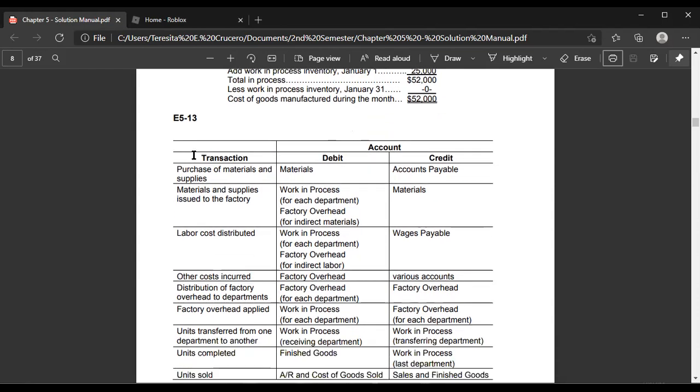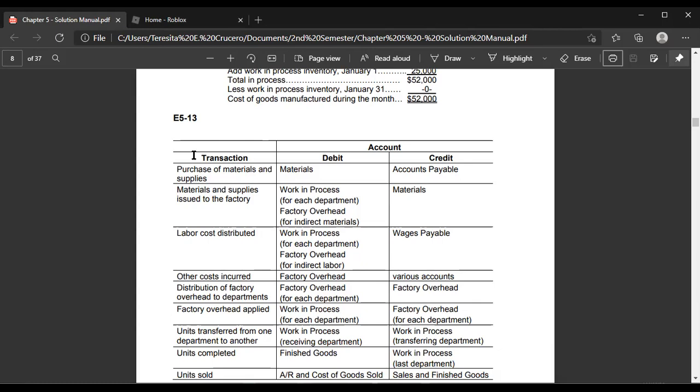Then we have the units transferred from one department to another. For the transfer of units from one department to another, we debit work in process and credit work in process of the transferring department. Now you assume that you are involving two different departments. One is the receiving, the other one is the transferring.